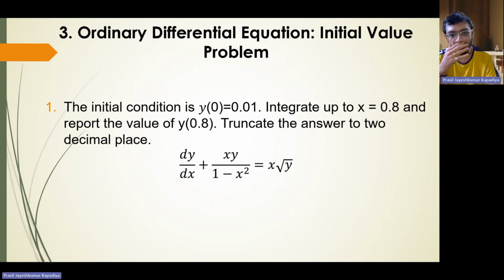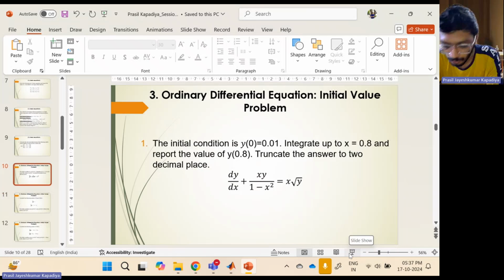So now we will be solving an ordinary differential equation with an initial value problem. Let's understand what an initial value problem is. The initial value problem is when x is equal to 0, or let's say time t is equal to 0, at the starting point, the value is given to us. So that is called an initial value problem.